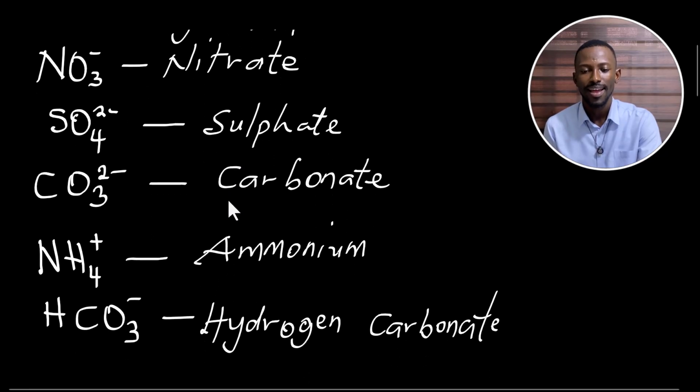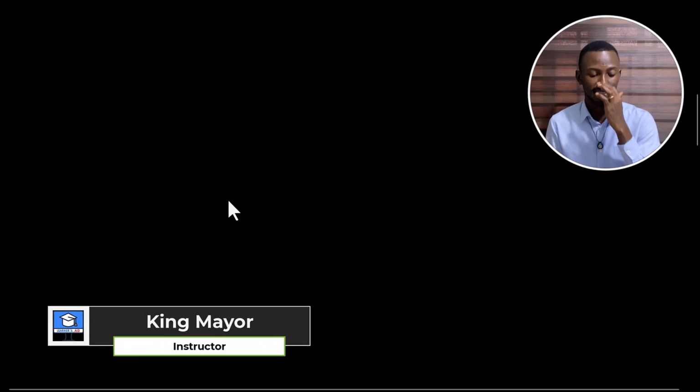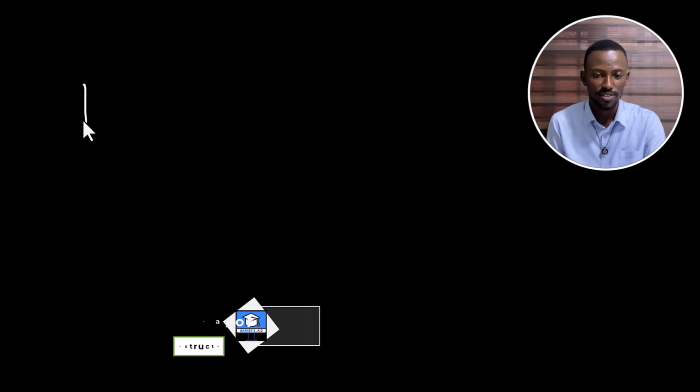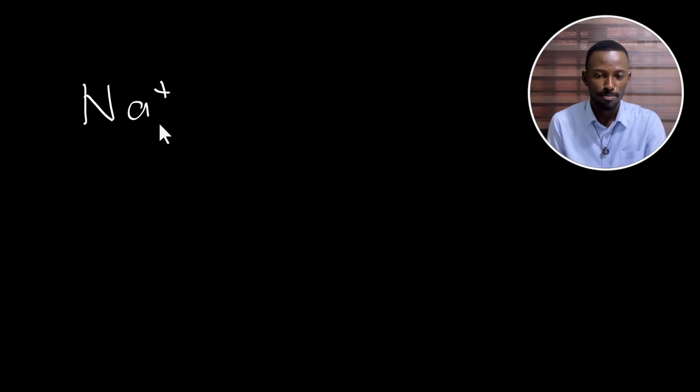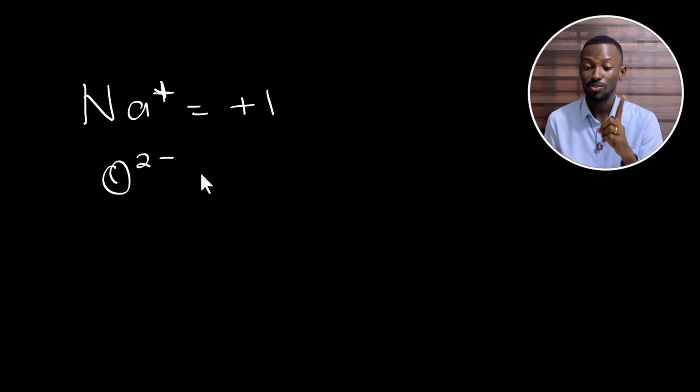Good. Another concept I want you to know is variable oxidation state. Well, before we look at variable oxidation state, I want to introduce you to something. You see, sometimes you see something like Na plus, maybe O2 minus. The charge you see on top of this atom, most of the time, is known as their oxidation state. So this means this sodium atom has an oxidation state of +1. Most of the time, the charge on them is the oxidation state.